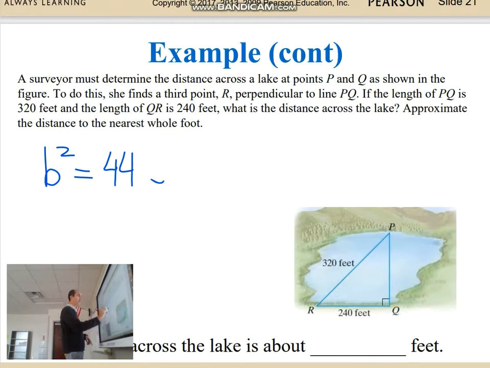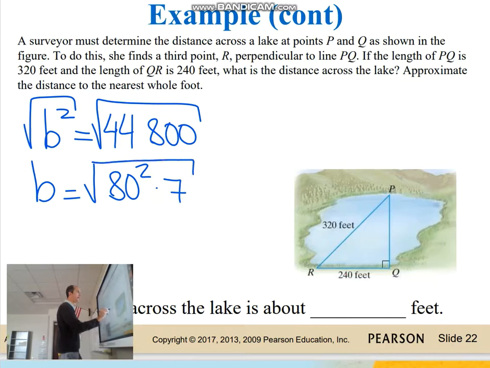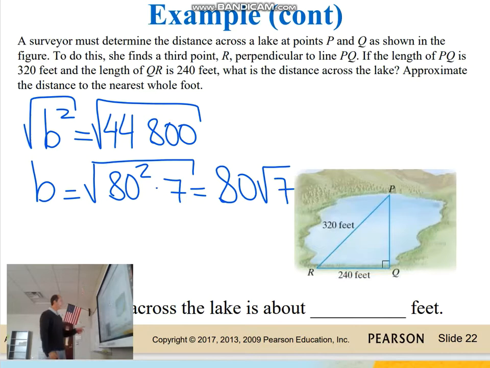Now apply the square roots on both sides, then factor out 44,800. If you factor it out, you're going to find 80 is square root times 7. That means the answer is 80 square root of 7. This is the exact value, the exact answer.